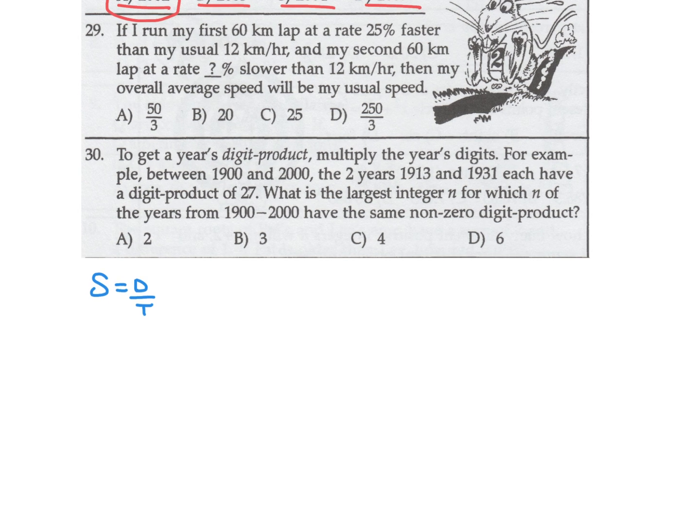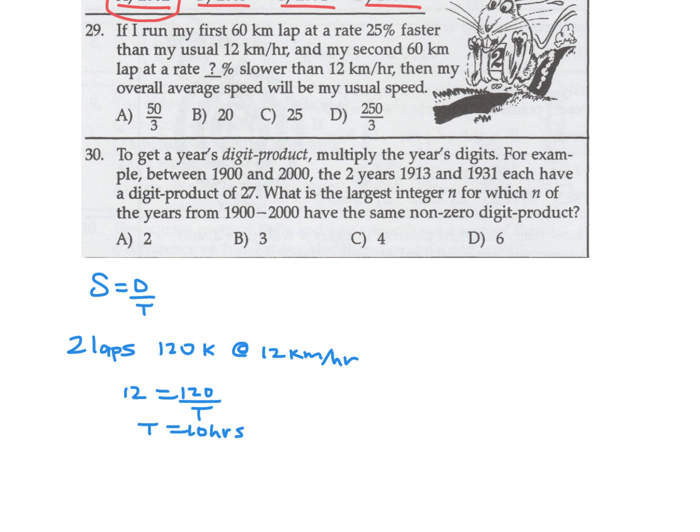So 2 laps of the track, right? That's going to be 120 kilometers, at the speed of 12 kilometers per hour. So speed is equal to distance over time. So 12 is equal to 120 over t. So t looks like 10 hours. So 10 hours is how much time it would take to run 2 laps at that speed.